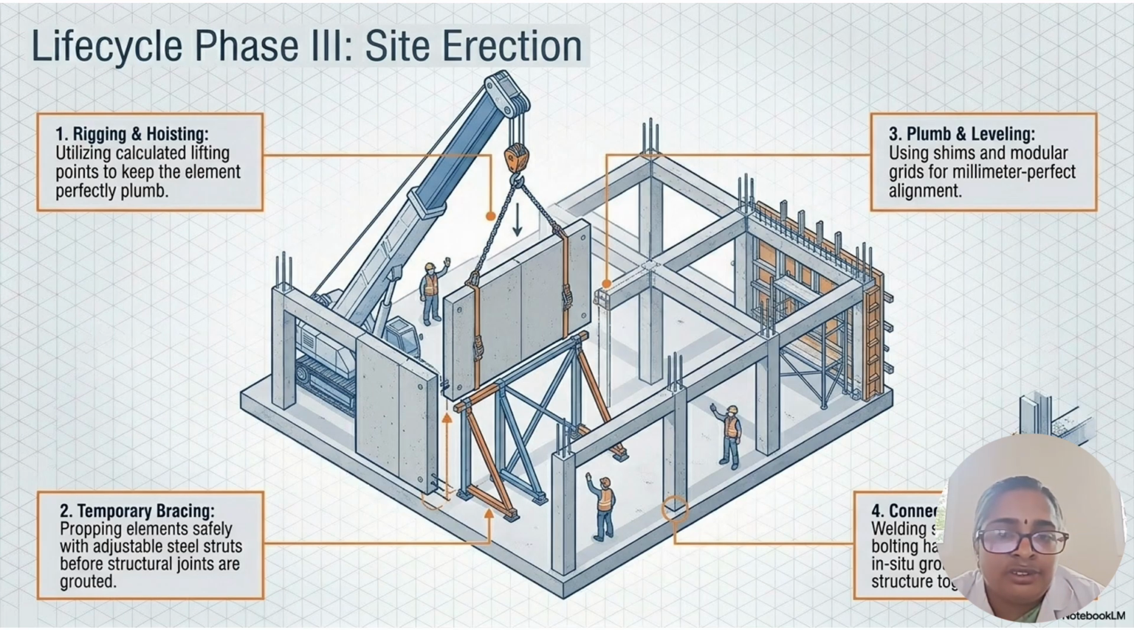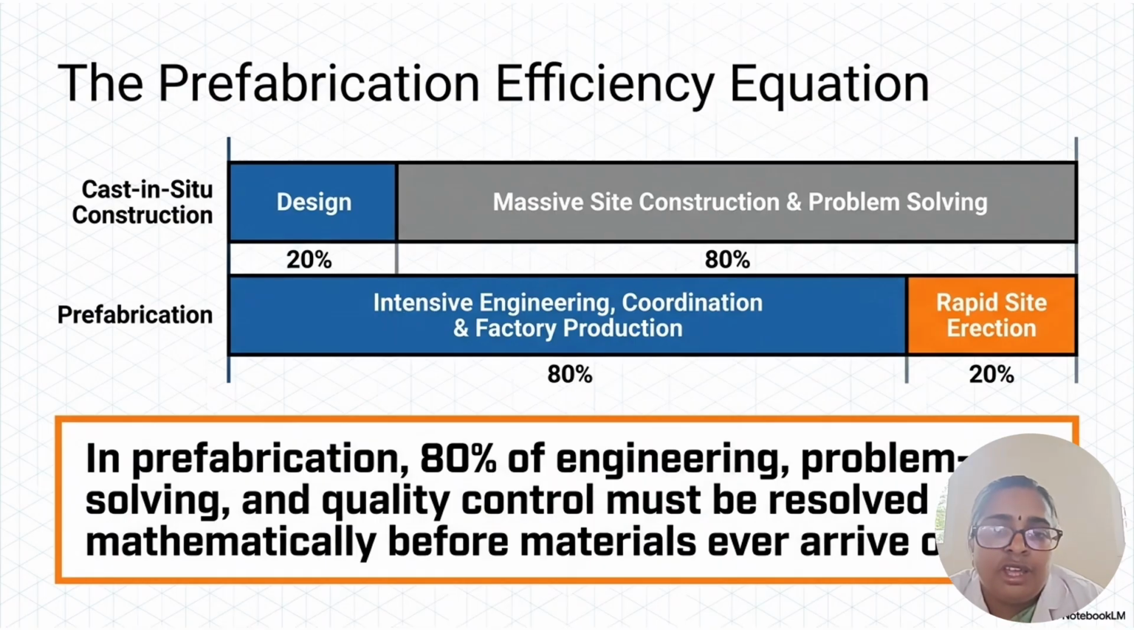The next one is site erection. It consists of four components. First one is rigging and hoisting, which uses lifting points to keep the element perfectly plumb. The second one is temporary bracing, that is propping elements with adjustable steel struts before structural joints are grouted. And the third one is plumb and leveling using shims and modular grids for millimeter-perfect alignment. And the next one is connections. So this is the process involved in site erection.